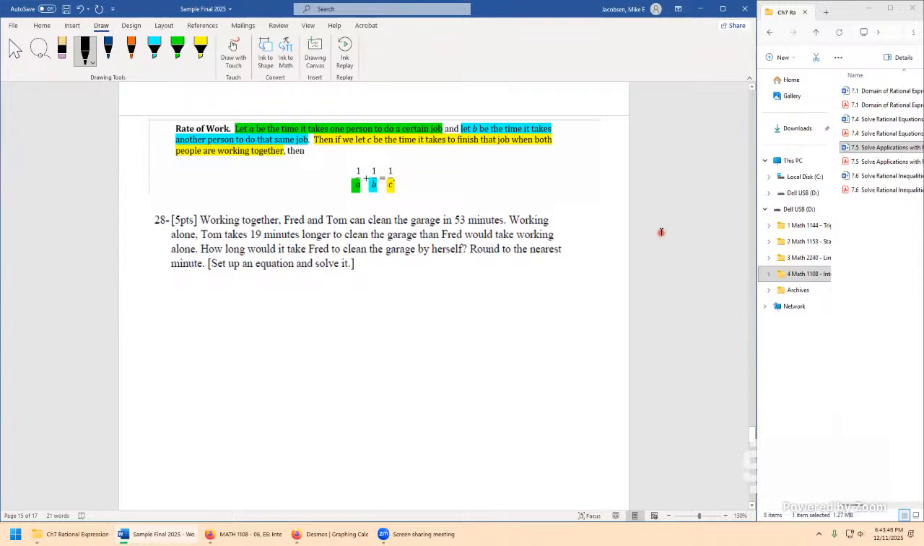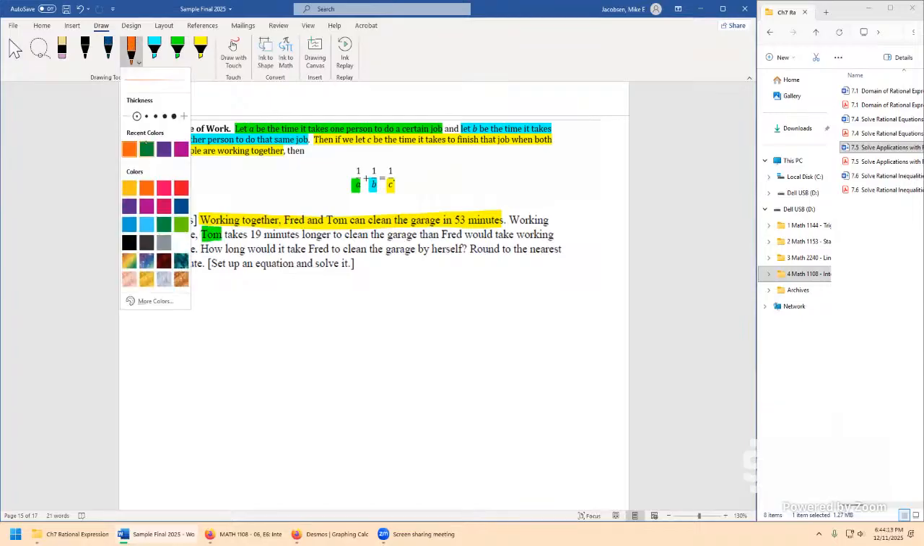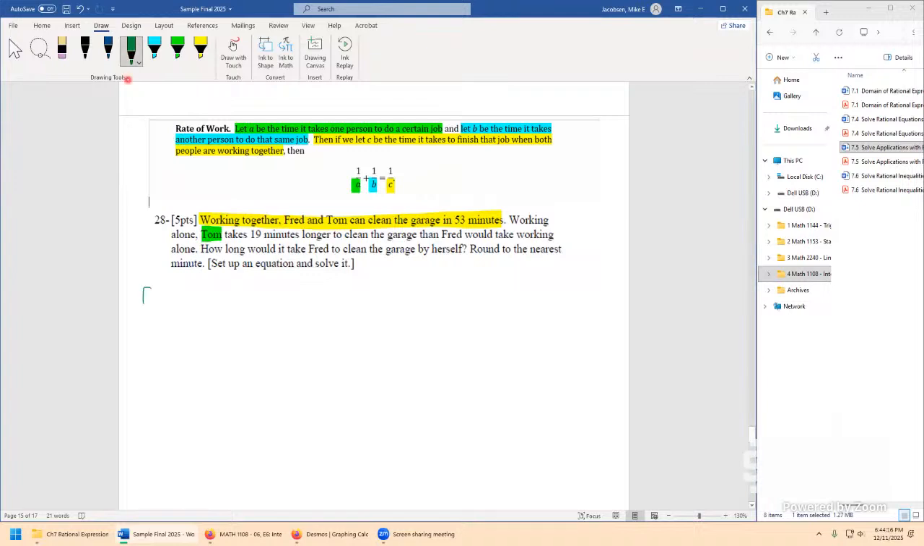So if we use this idea together in this new problem, we have information about working together. Fred and Tom can clean the garage in 53 minutes. So that's them working together. But working alone, we're told Tom takes 9 minutes longer to clean the garage than Fred would take working alone. So let's say, starting with variables, F is going to be the time it takes Fred, I'll just say briefly, to clean.